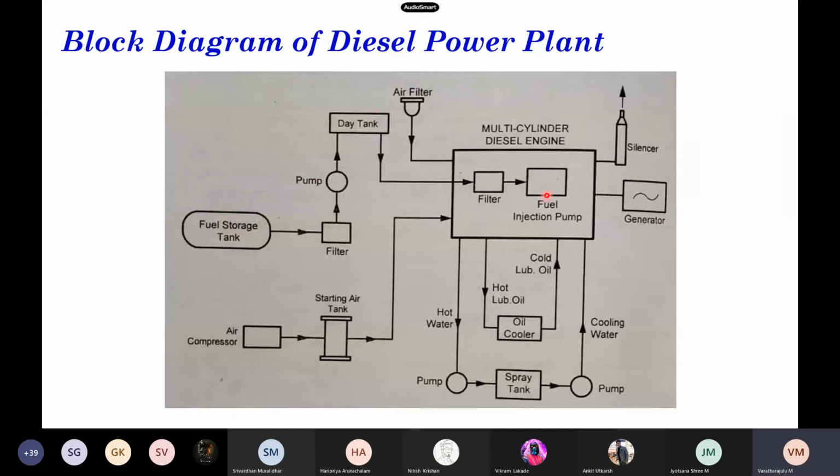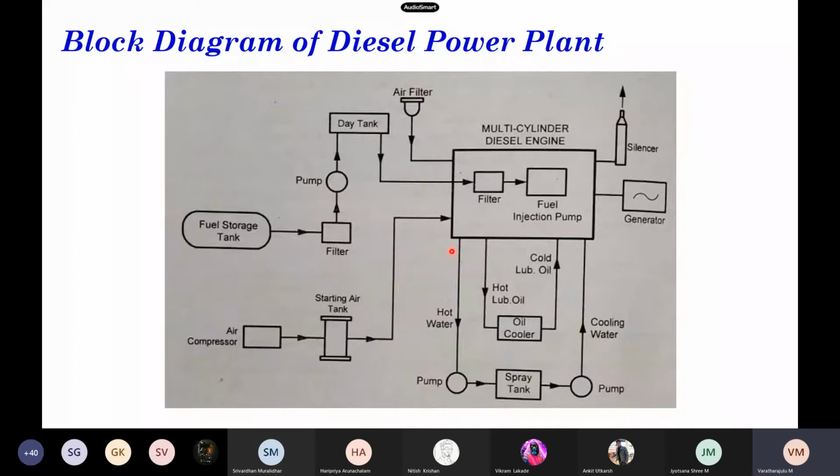And the air intake system, the air filter. The air filter is used to remove the dust from the incoming atmospheric air. The air filter may be of dry type, which is made of felt, wool, or cloth. And in the oil bath type of filter, the air is swept over a bath of oil so that the dust particles get collected and the air is sent to the diesel engine. And this was the third system.